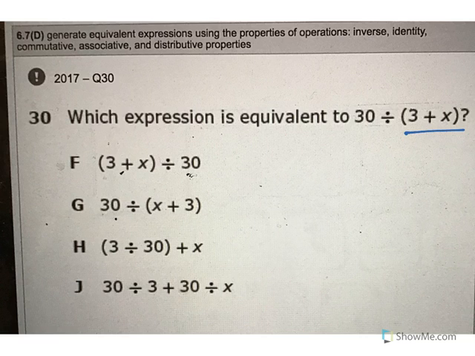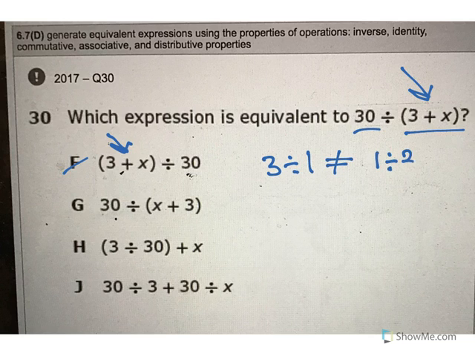So let's look. Could it be f? Well, obviously it can't be f because on this, I'm dividing 30 by this. I can't all of a sudden start dividing this by 30. I can't reverse it. 3 divided by 1 is not the same thing as 1 divided by 3. All right, we're going to go ahead and skip something.